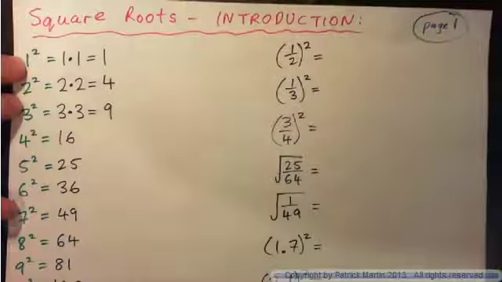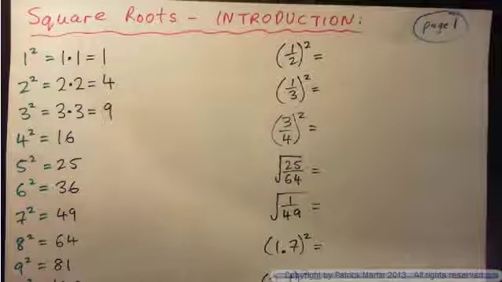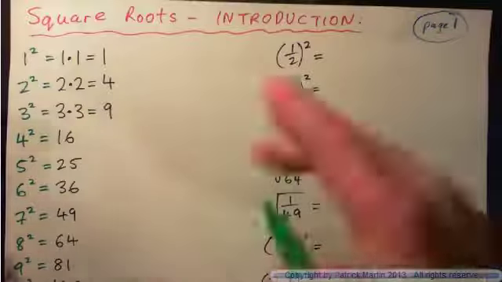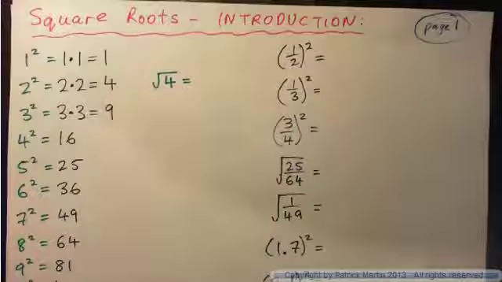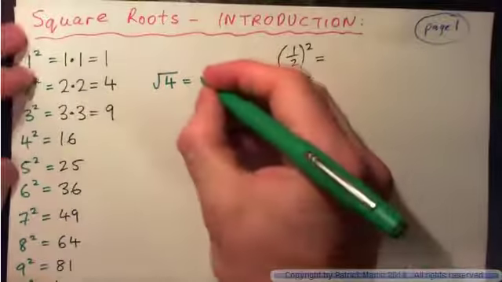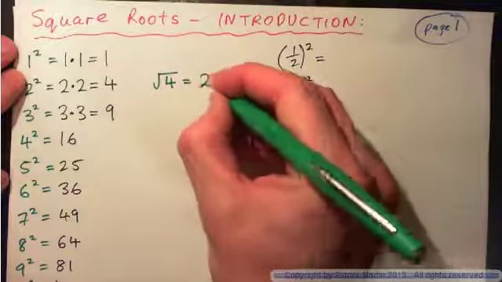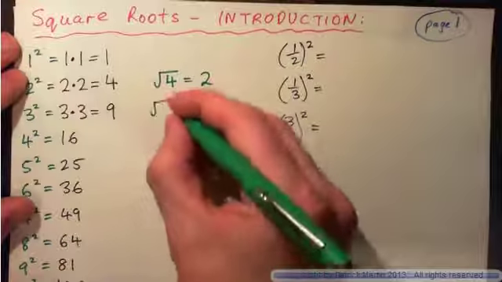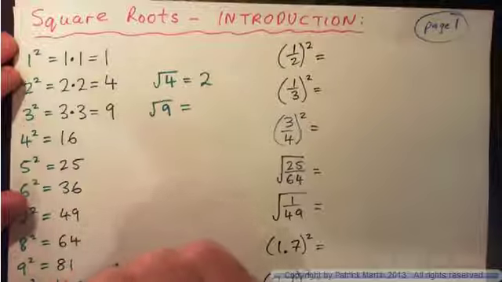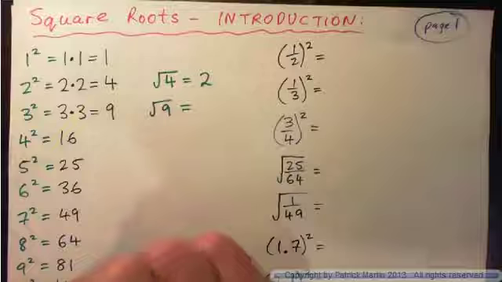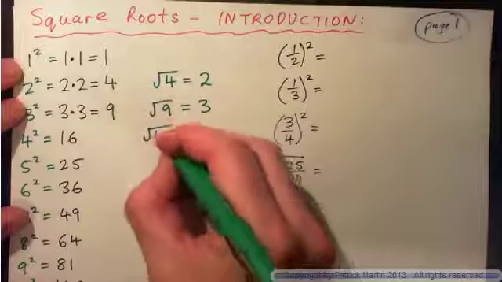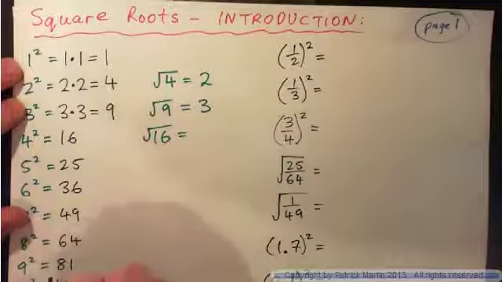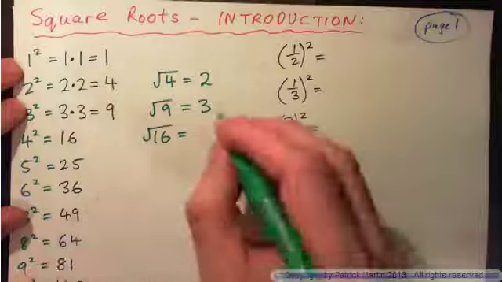square roots. So if you were asked for the square root of 4, what that's saying is, what positive number times itself gives 4? What number times itself will give you 4? And the answer is 2. If you were asked for the square root of 9, that's asking what number times itself gives 9. 3 times itself gives 9. If you're asked for the square root of 16, what times itself gives 16? 4.